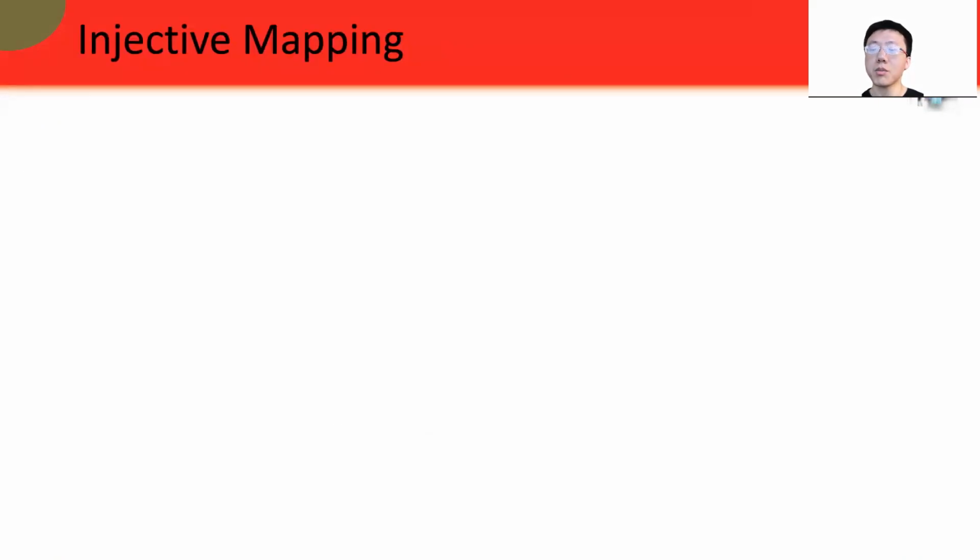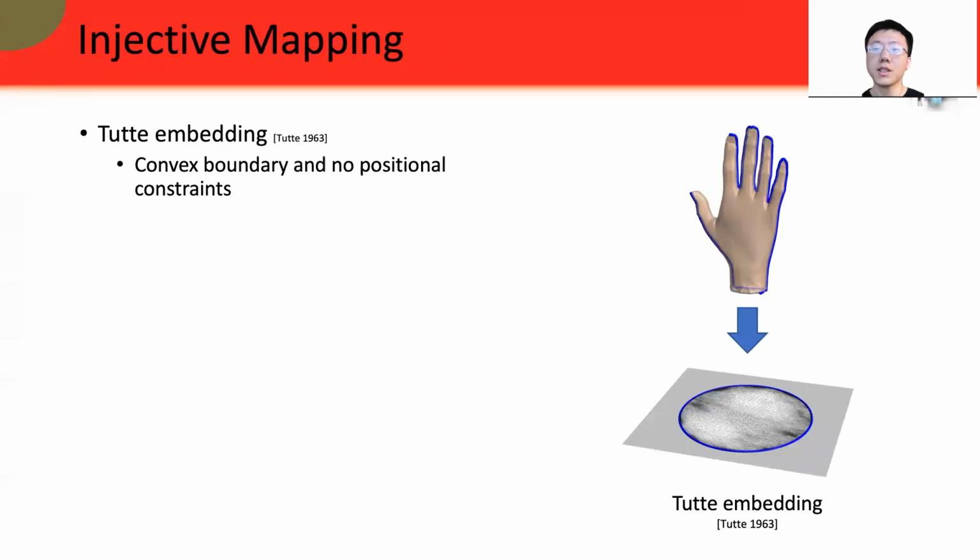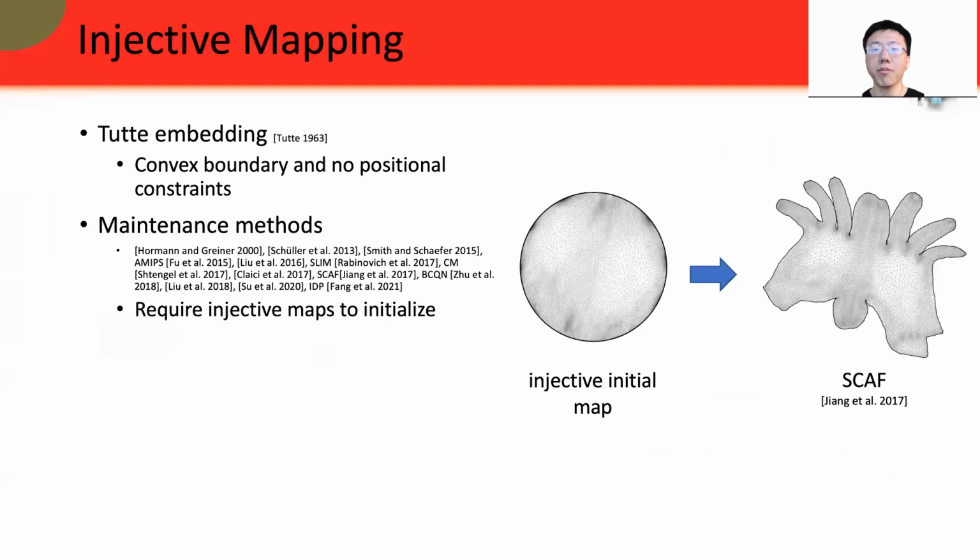There are many methods to compute injective mappings. However, we are not aware of any method that is designed for arbitrary positional constraints. A classical method to obtain an injective map is Tutte embedding. However, it requires fixing a convex boundary, and it also doesn't accept arbitrary positional constraints. More recently, there are maintenance-based methods that start from an injective map and deform the map to improve the map quality while preserving injectivity. However, these methods require injective mappings to start with, which are not generally available when there are positional constraints.